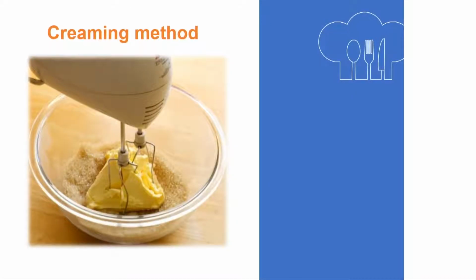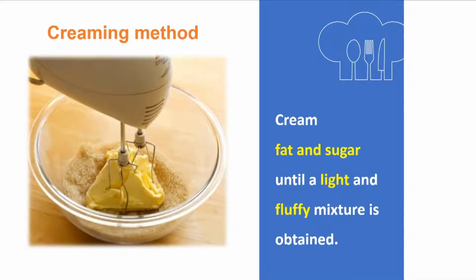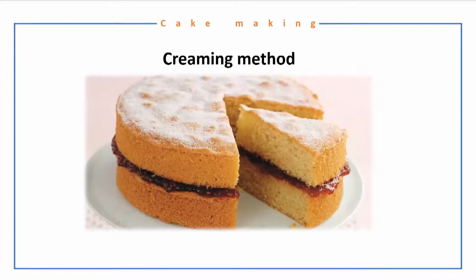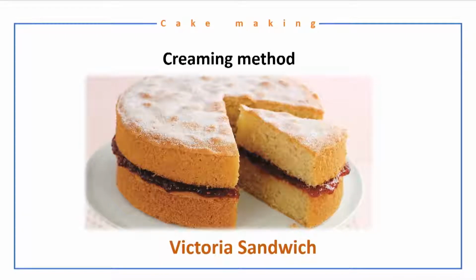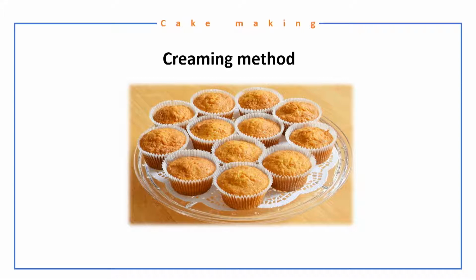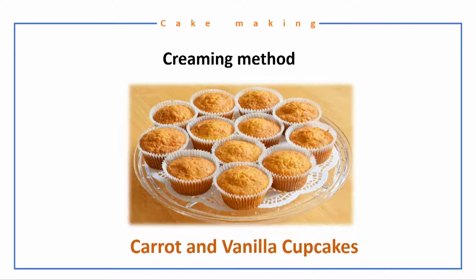Next is the creaming method. Use an electric mixer or a wooden spoon to cream fat and sugar until a light and fluffy mixture is obtained. An example of a cake made by the creaming method is Victoria sandwich. The creaming method can also be used to make carrot and vanilla cupcakes.